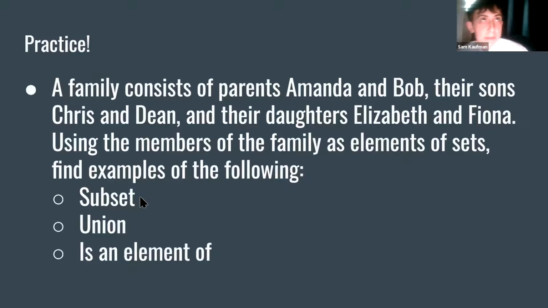So if, let's say I had a set consisting of every family member, can someone tell me what a subset of the family might be? Yeah, you could say E and F, so you could say the daughters are a subset of the family, or the set of daughters is a subset of the family.